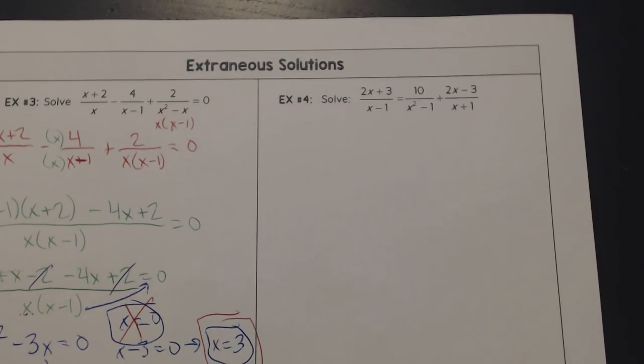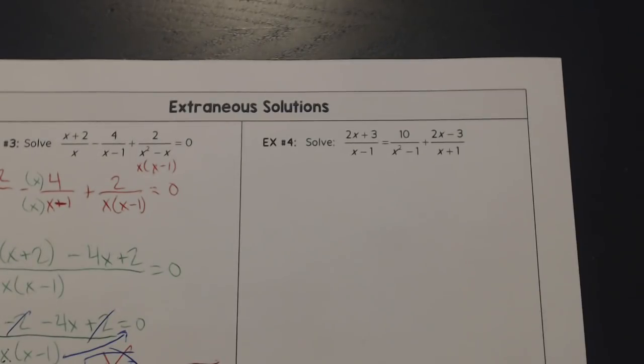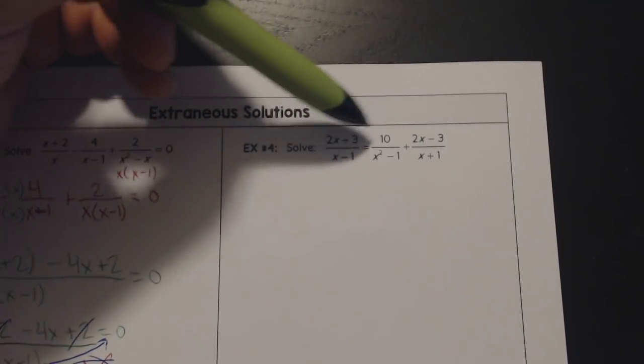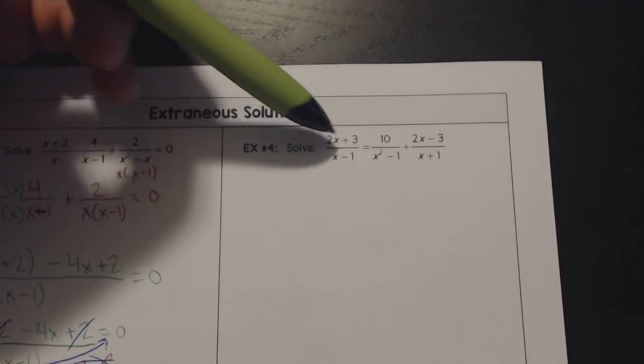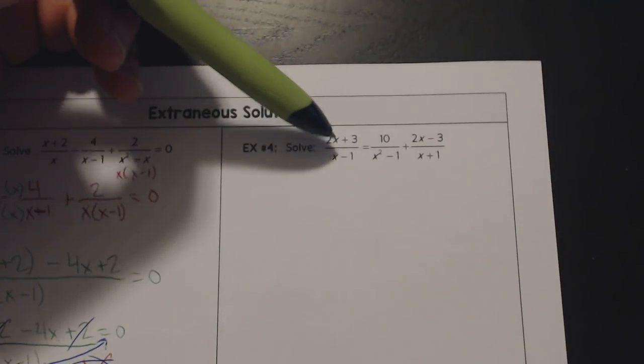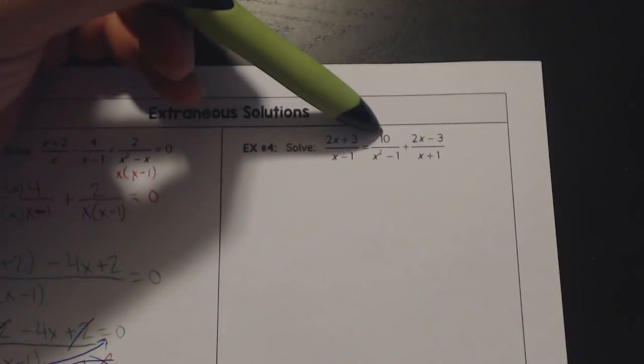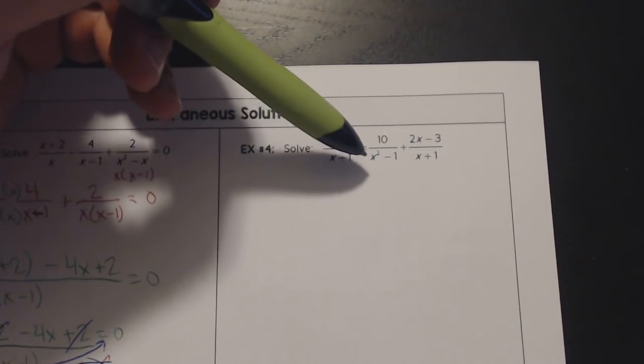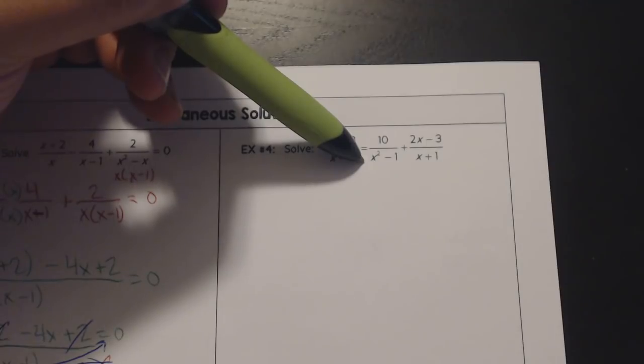Now, likewise, we can do this in example 4. We have a very similar problem, but this time the left side and the right side have x's. And we're going to use an old technique that we used back in Algebra 2. Now, the rules still apply. The first thing is make sure everything is fully factored. 2x plus 3, nothing more can factor. x minus 1, nothing more can factor. 10 can't factor. 2x minus 3 can't factor. x plus 1 can't factor. But x squared minus 1 can factor.